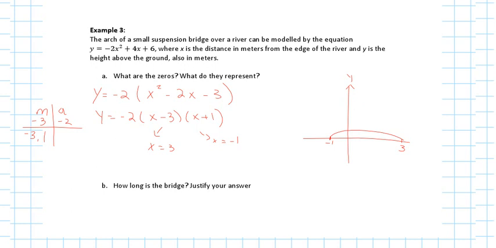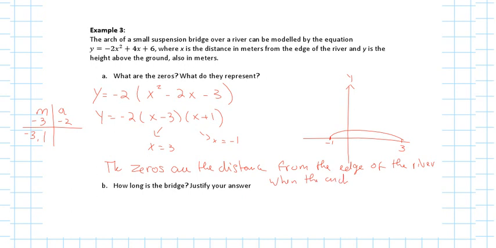So the zeros are the distance from the edge of the river when the arc is touching the ground. How long is the bridge? 4 meters, right? The bridge is 4 meters long. Yes? Because it runs from here to here.